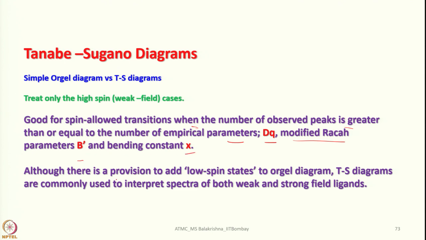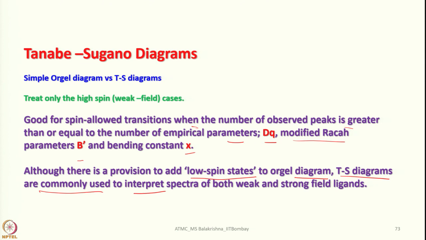So although there is a provision to add low spin states to Orgel diagrams, TS diagrams are commonly used to interpret spectra of both weak and strong field ligands. You can make provision in the case of Orgel diagrams also to allow low spin states, because once you start writing, we may have to add another 3 or 4 electronic configurations, and incorporating them depending upon how many electrons and how many holes are there shouldn't be a problem.